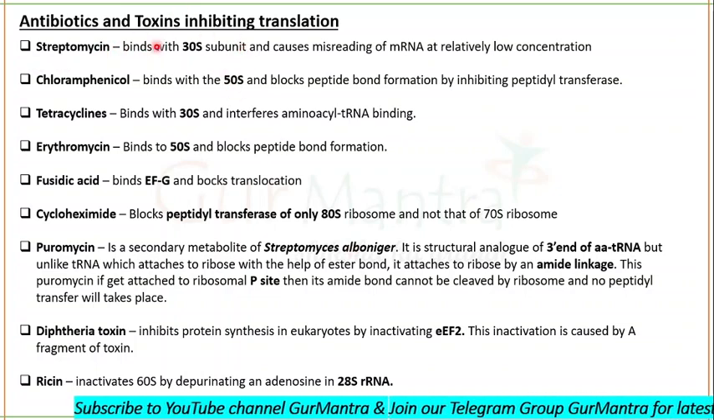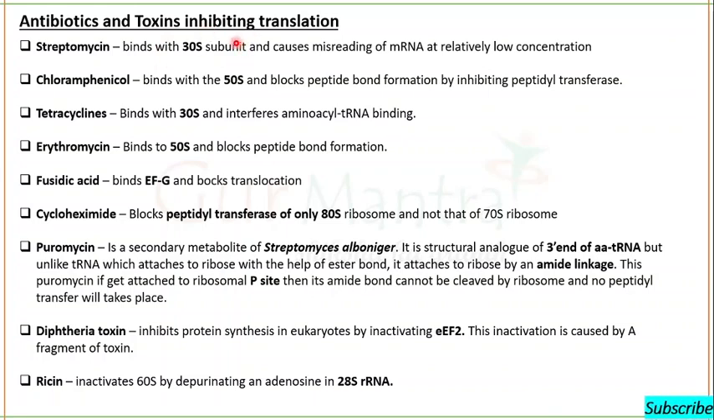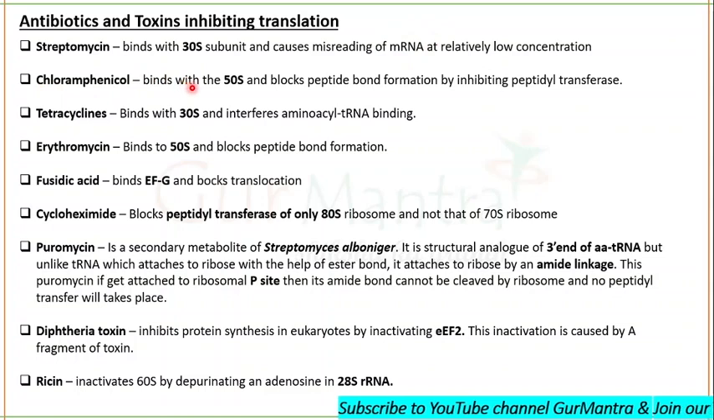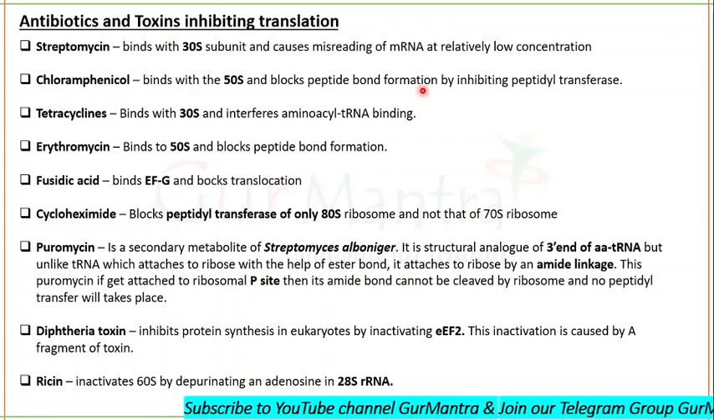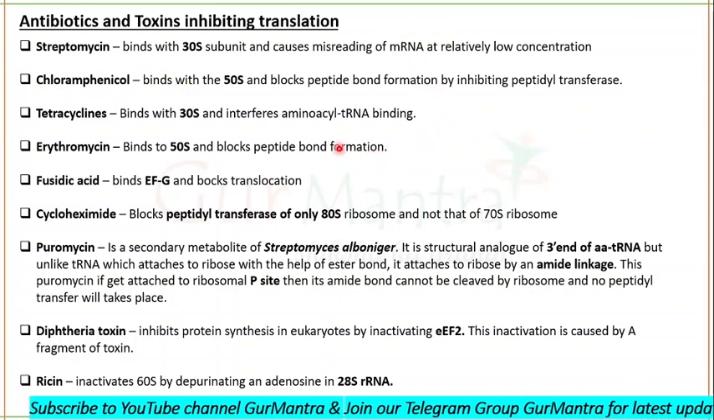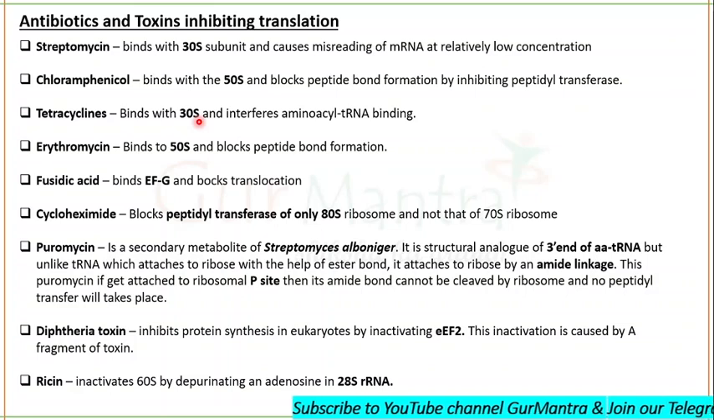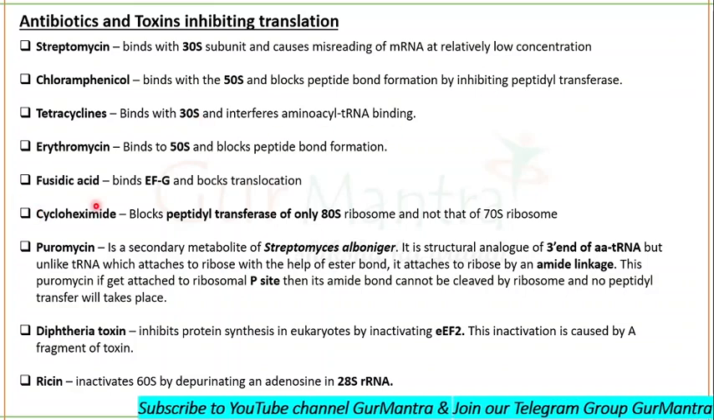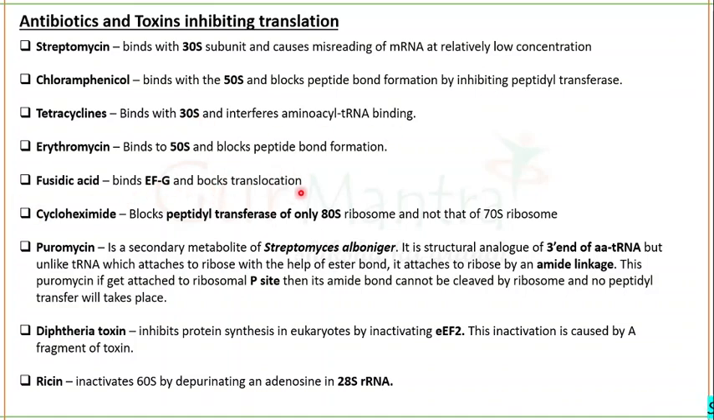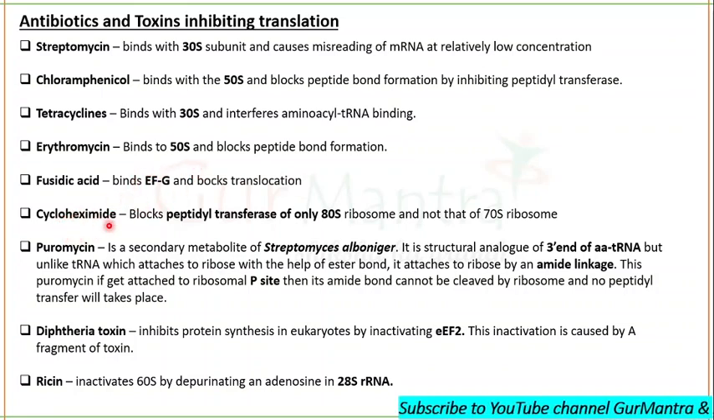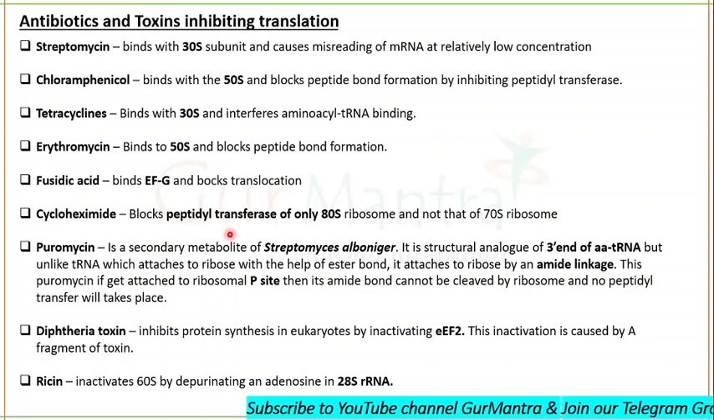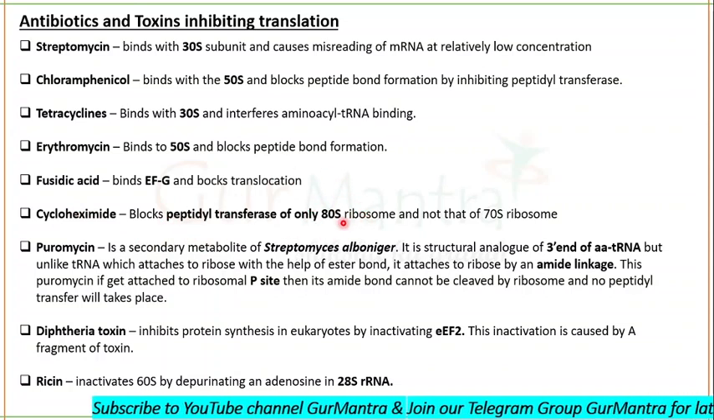Streptomycin is going to bind with the 30S subunit and it will cause the misreading of mRNA. Chloramphenicol binds the 50S subunit and will block the peptide bond formation. Erythromycin will do the same. Tetracycline will bind with the 30S subunit, but it will interfere with the aminoacyl tRNA binding. Fusidic acid is going to block the translocation by binding with elongation factor G. Cycloheximide is going to block the peptidyl transferase, but only in the 80S ribosome.